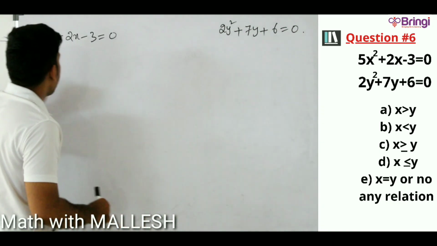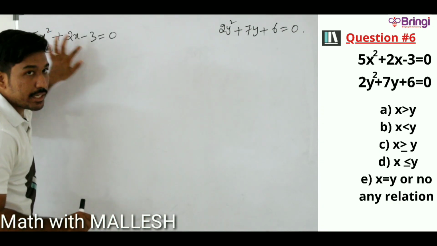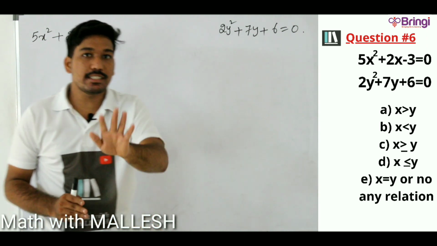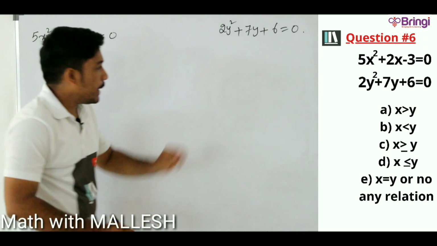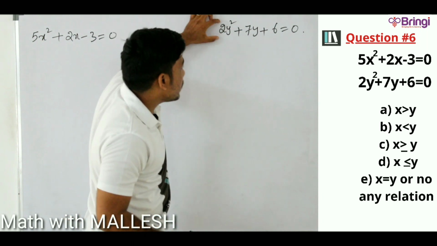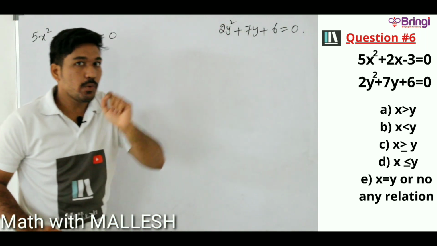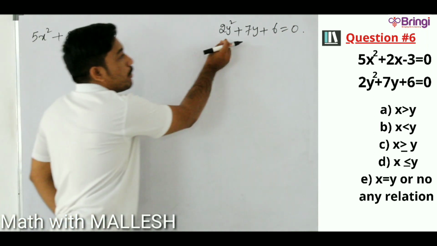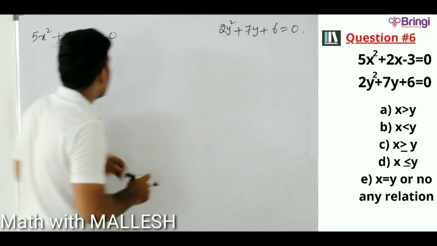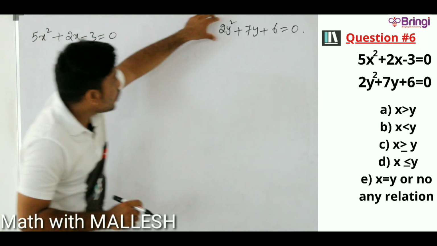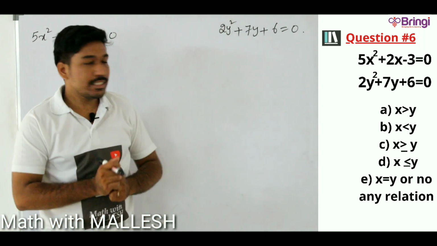See, first question: 5x² + 2x − 3 = 0 and 2y² + 7y + 6 = 0. Today there is a new pattern. We have a coefficient of x² and a coefficient of y², and before it was normal: y² + 7y + 6 = 0 and x² + 2x − 3 = 0. Now a coefficient is added.